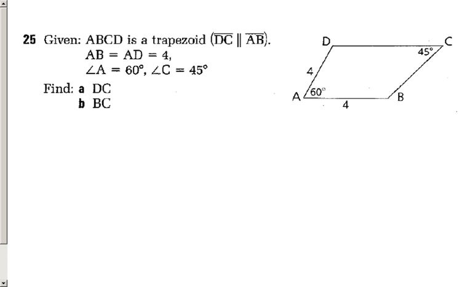The second question I wanted to go over from section 9.7 was number 25. I thought this question was a good one because it is a little bit tricky. The question says ABCD is a trapezoid where DC and AB are parallel. That's not a typical trapezoid that we're used to seeing, so that's why I thought this one was a little bit tricky. But AB and AD are both 4, and that's labeled in the picture. And it says angle A is 60 and angle C is 45, both also labeled in the picture. The question wants us to find DC, and then also wants us to find BC.